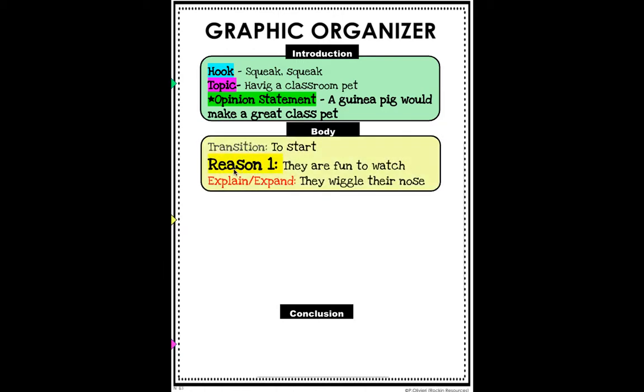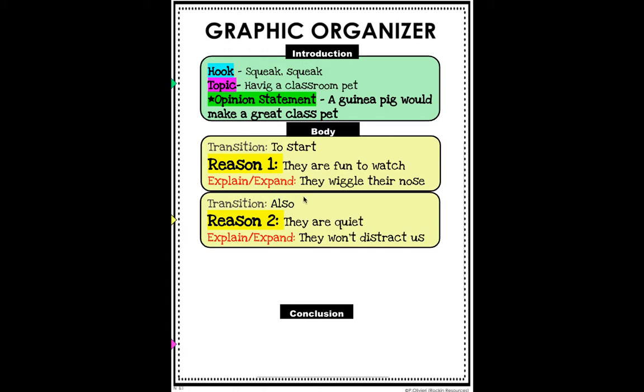Then for their body, it says transition to start. And then they give their reason. They are fun to watch. And then this author also explained and expanded, and they said, well, to support that they're fun to watch, it says they wiggle their cute little nose. Okay, so that expands and tells us a little bit more about this reason. Then they get into their second reason, and they use the transition here.